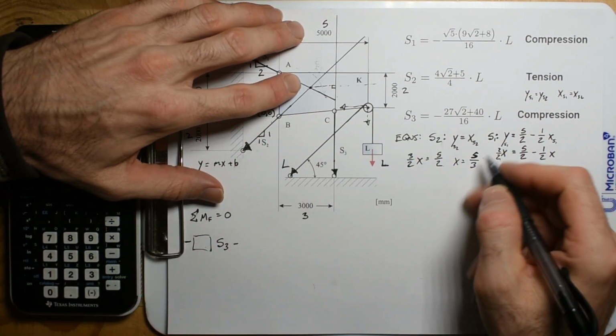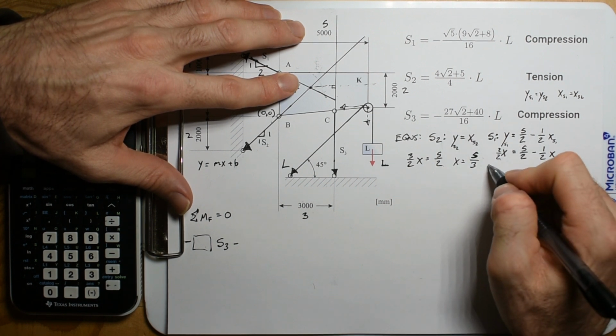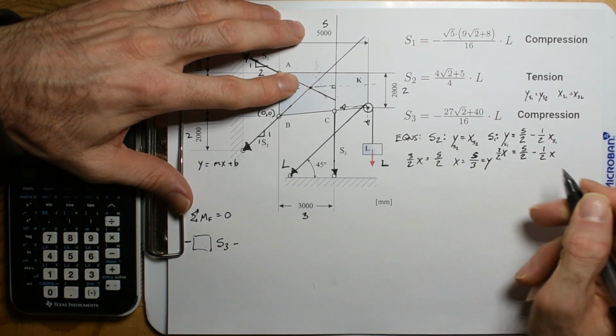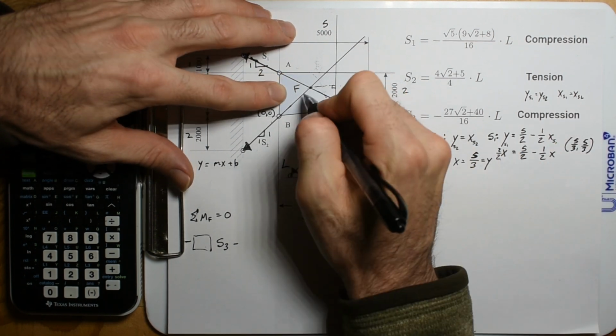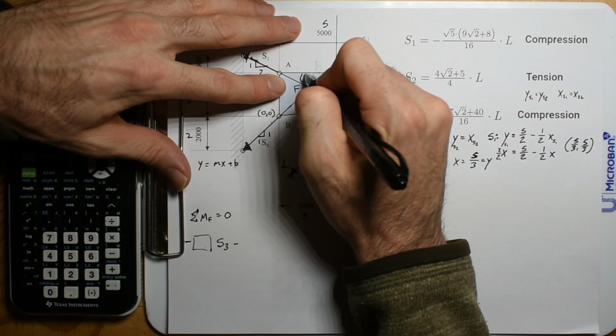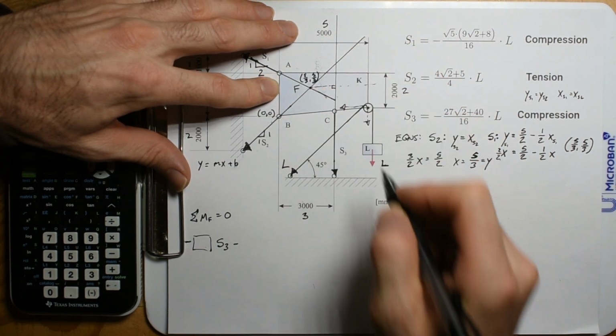And what's our y? Well, x is equal to y, so our y is also going to be 5/3. And now we have our coordinates: 5/3, 5/3. So let's write that in. The coordinate of this point is 5/3, 5/3.